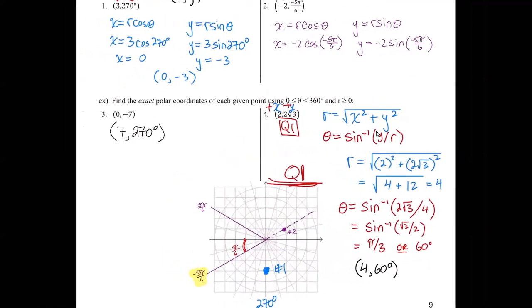So based off of ASTC, all students take classes, you hopefully remember that. All trig functions are positive in the first quadrant. Only the sine-related functions are positive in the second quadrant. Only the tangent-related functions in the third quadrant, and only the cosine-related functions in the fourth quadrant. All right, so I'm looking at a pi over 6 reference angle, so a 30-degree reference angle, in the third quadrant. So for my cosine function, I'm expecting the value to be negative.